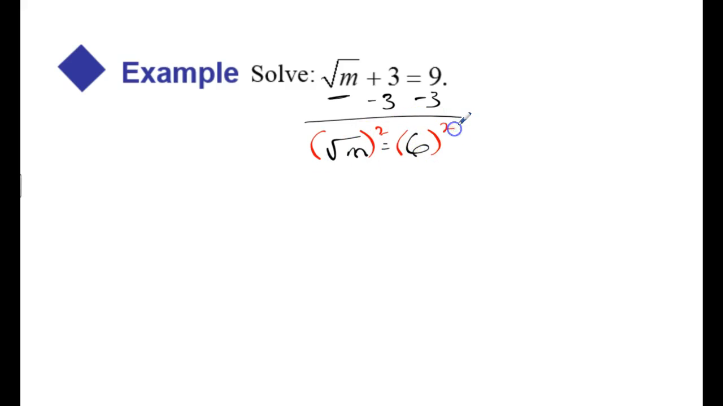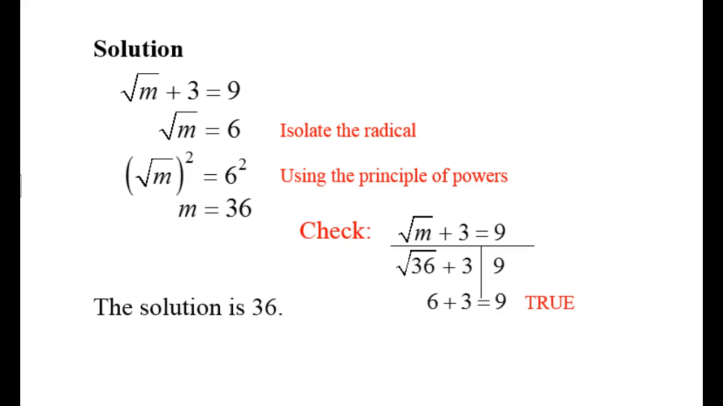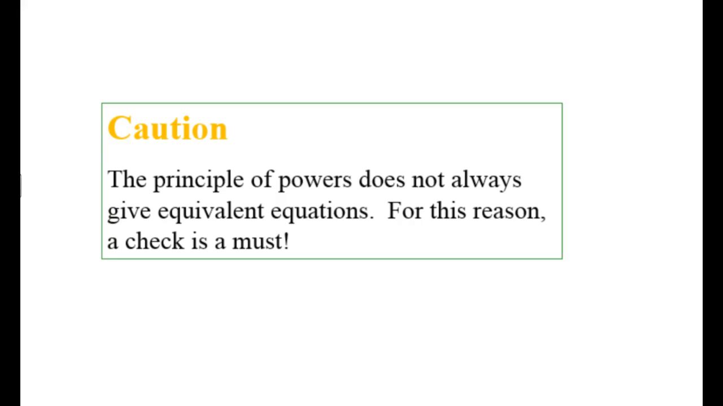So to undo square rooting, I'm going to square both sides because the square root of m squared is just m. And over here I get 36. And of course I'd want to check that. The square root of 36 really is 6, and 6 plus 3 checks. Yep, it is 9. So it's true. So the solution really is 36.